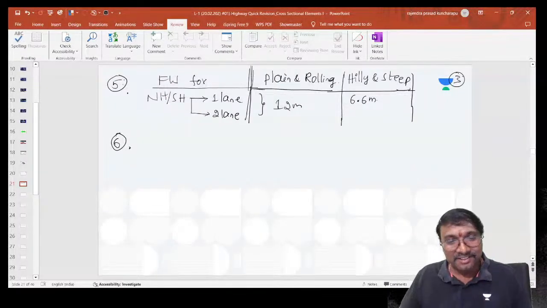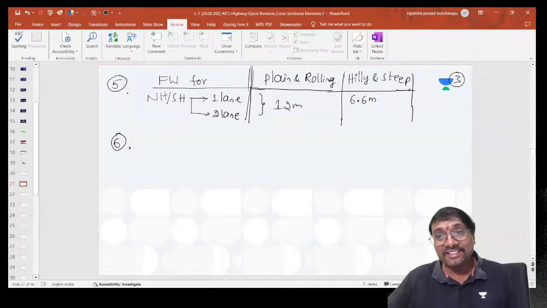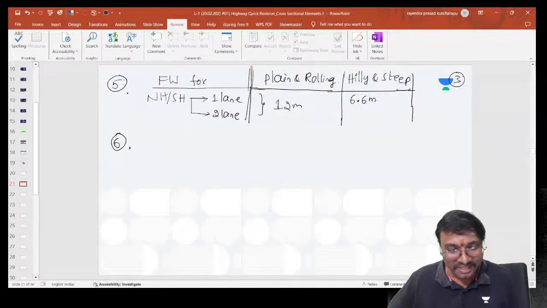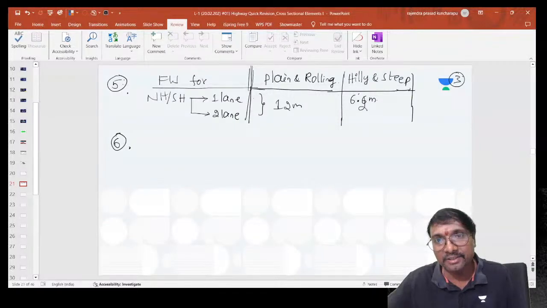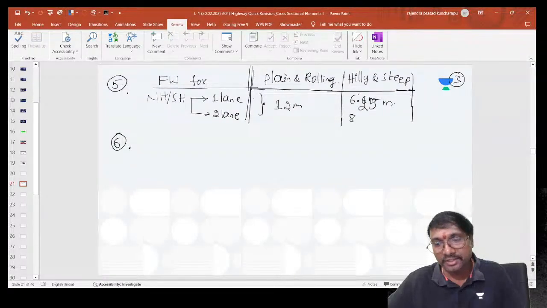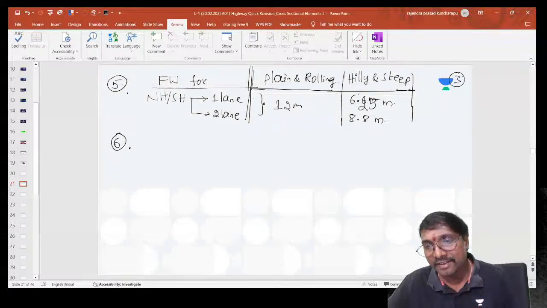Right. Forgot. For a national highway and this state highway, it is single lane and two lane, it is 12 meter only, right? For single lane, it is 6.25 meters. And for this double lane, what is the value you can say? That is your 8.8 meters, right? Single lane 6.25 meters and a double lane 8.8 meters you are having, right?